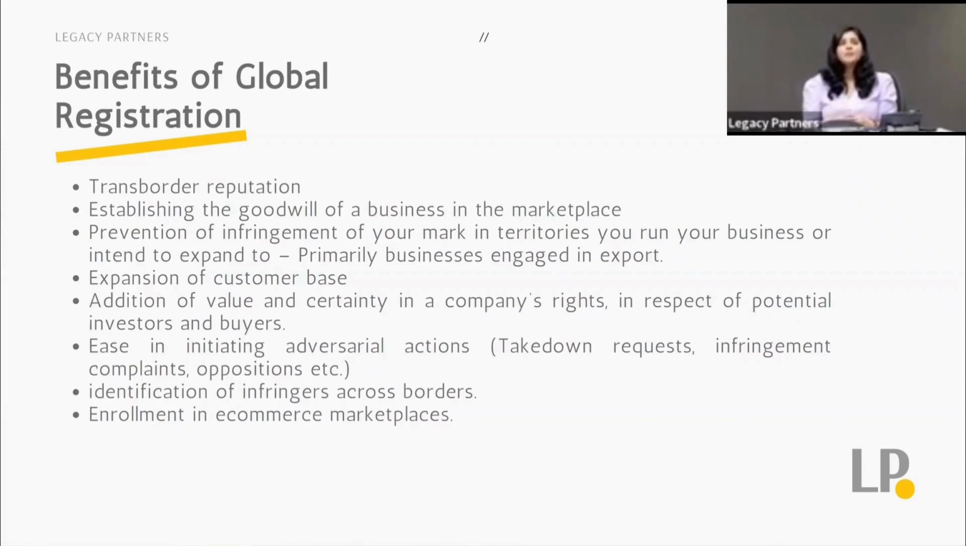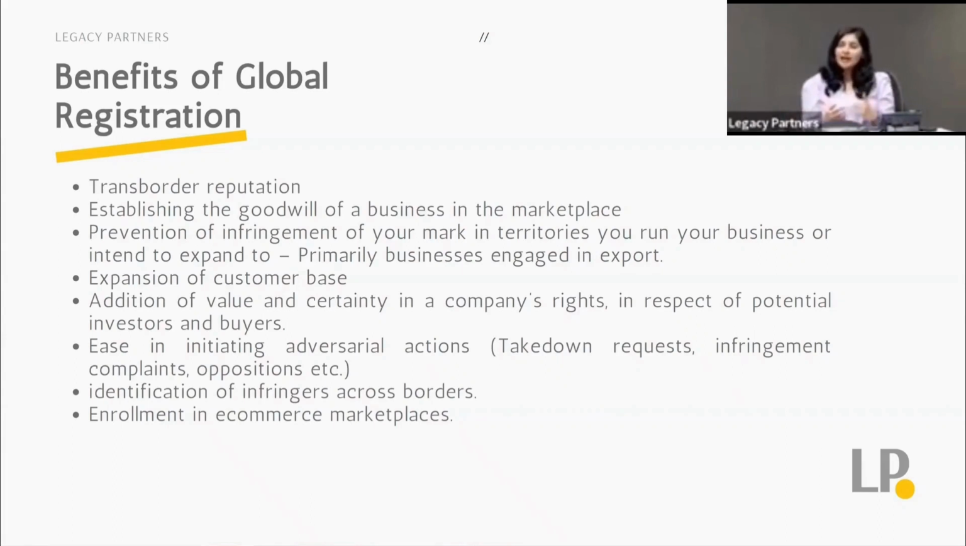Okay. The next one is, of course, identification of infringers across borders. Some of you might be aware of a concept called customs recordal, right? So in this realm of business, there is absolutely no shortage of counterfeited products, or there are so many businesses that are actually selling goods that are so, so similar to yours, and it is so difficult to recognize or identify each and every one of them and stop them from doing so, and seize all of these goods and stuff. So it becomes very difficult.